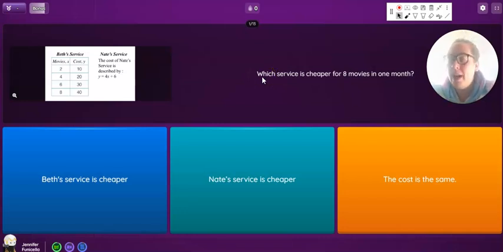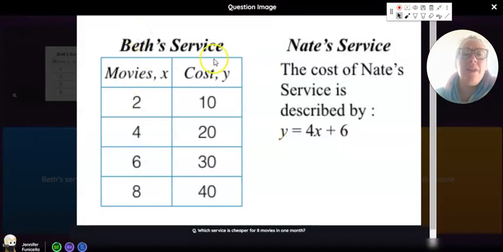This is the 3.5 Quizizz assignment. There are 13 questions that we're going to look at together, and we're going to be comparing different rates of change or slopes and also initial values between different functions. So this first question says, which service is cheaper for 8 movies in 1 month? So we have Beth's service and Nate's service.